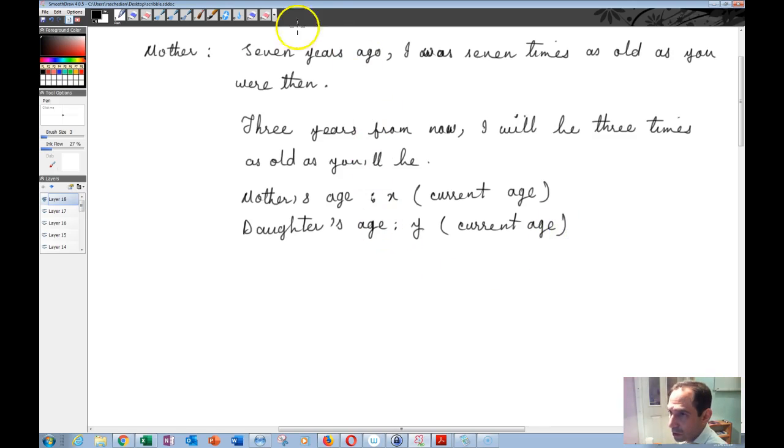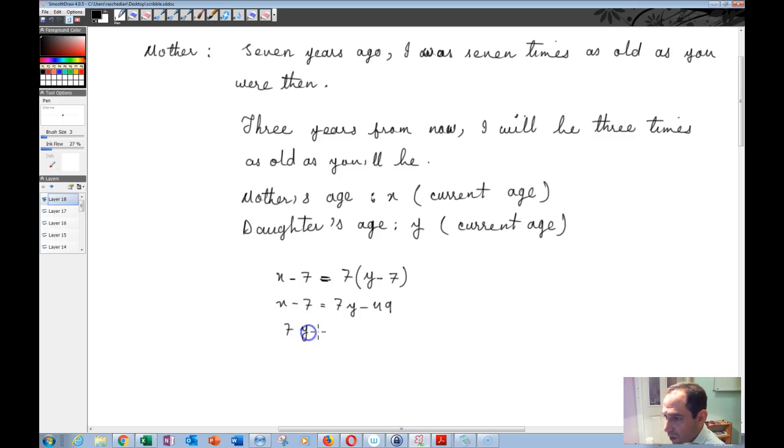Okay, so now the mother says that 7 years ago I was 7 times as old as you were then. So 7 years ago, if the current age of the mother right now is X, she was X minus 7 years old, right? And 7 years ago the daughter was Y minus 7 years old, and the mother was 7 times as old as the daughter. So 7 times Y minus 7. And so you can simplify this a little bit. X minus 7 is equal to 7Y minus 49.